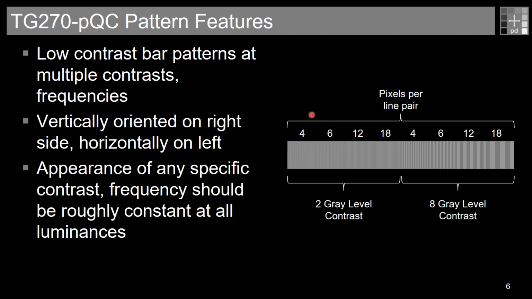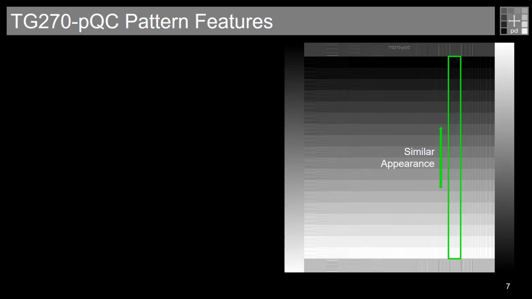Here you can see the details of the structure of these, with 4, 6, 12, and 18 pixels per line pair, and then again 4, 6, 12, and 18 pixels per line pair at the 2 different contrast levels. 2 gray levels on the inside, 8 gray levels on the outside. As I mentioned on the previous slide, if you scan your eye up and down at a given frequency and contrast, in this case 4 pixels per line pair at the gray level contrast of 8, the appearance of those gray bars throughout the entire response should appear roughly constant.